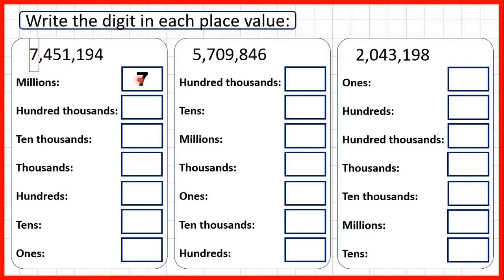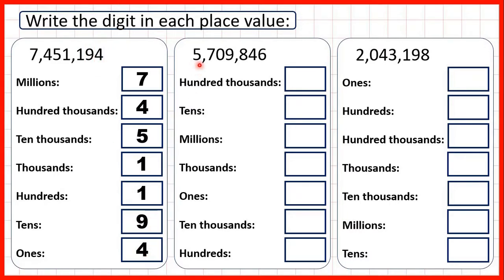And because it asks us just to write the digit, not to write the value of the digit, we just write 7. We don't write 7 million because we just need the digit, not the digit's value. So then we have 4 in our hundred thousands, 5 in our 10,000s, 1 in our thousands, 1 in our hundreds, 9 in our tens, and 4 in our ones.